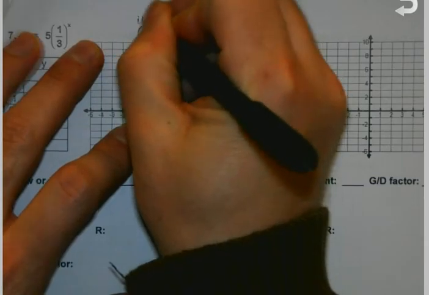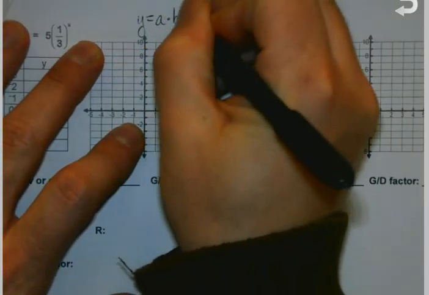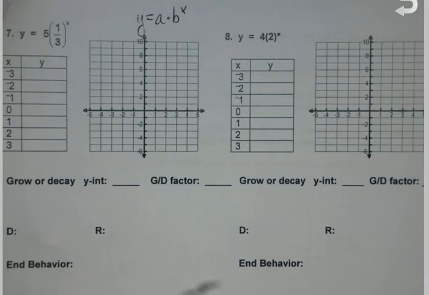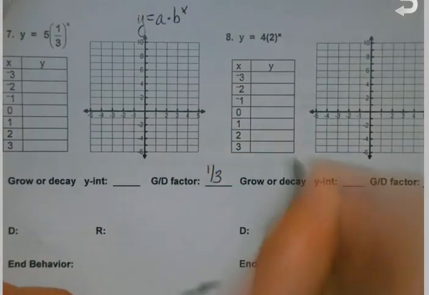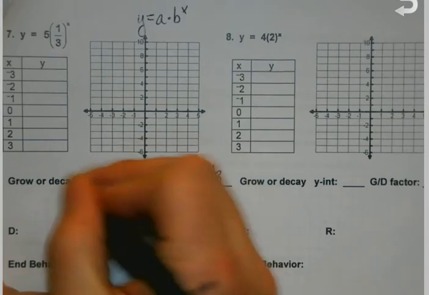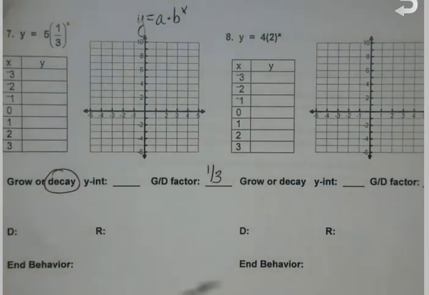Everything that we did yesterday is based on this little mini formula, this A times B to the X, which we had in the front of the packet. The B determines whether it's growth or decay, and the A value we found out can move my y-intercept, can make my graph really stretch, some other things like that, or make it open down or up. So first question, what's my B value for number 7? 1/3. So if that's my growth or decay factor, is this going to be growth or decay? Decay. Because we talked about yesterday, decay is going to occur when that B is between 0 and 1, basically when it's a fraction.